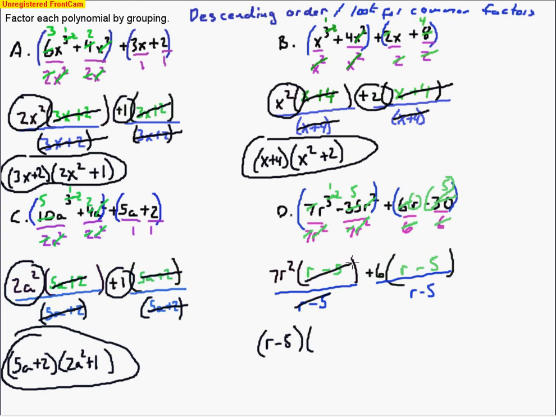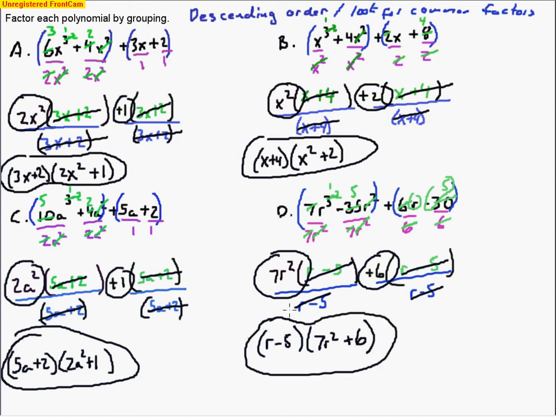See, these r minus 5s will cancel. And what's left over? It's the 7r squared. Over here, these r minus 5s will cancel. What's left over? It's the positive 6. And that's our answer. That's as far as we take it.